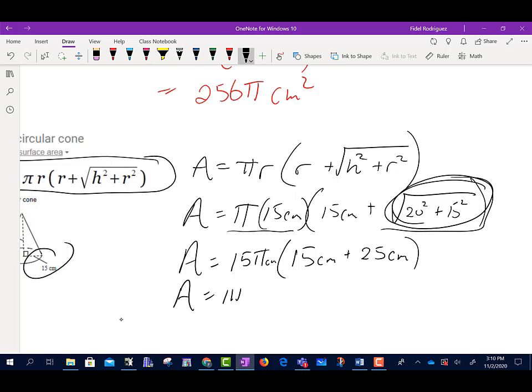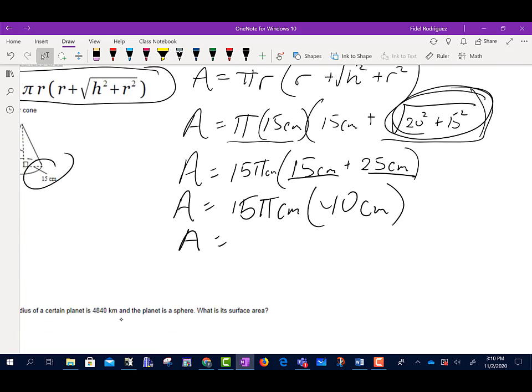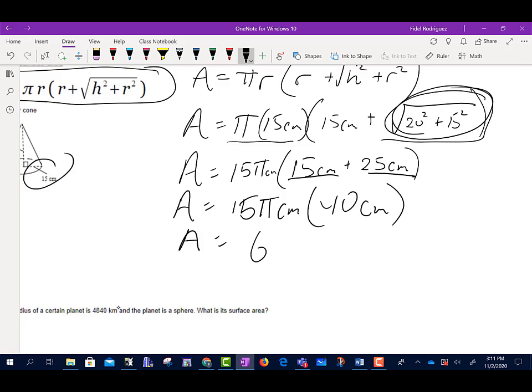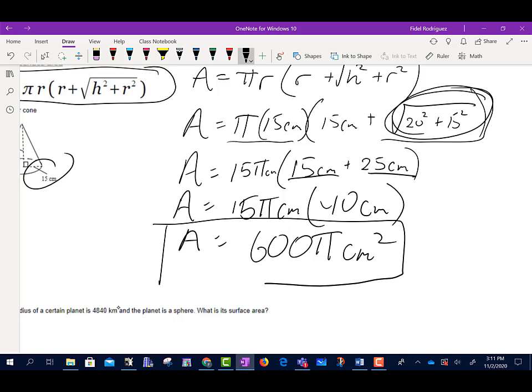So now 15 pi centimeters. 15 plus 25 is 40 centimeters. Okay. So now let's take our calculator again, and we're going to take 15 times 40, and that's giving me 600 pi centimeters squared. Okay. So again, it takes a little bit of time to do it, but I'm going to go really, really slow and make sure that my answers are coming out the way I want them to, okay?